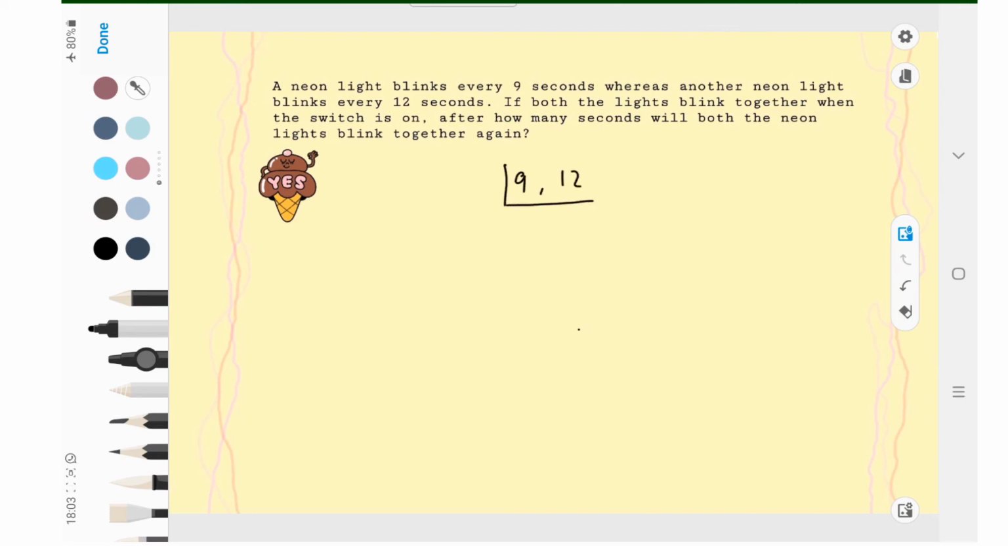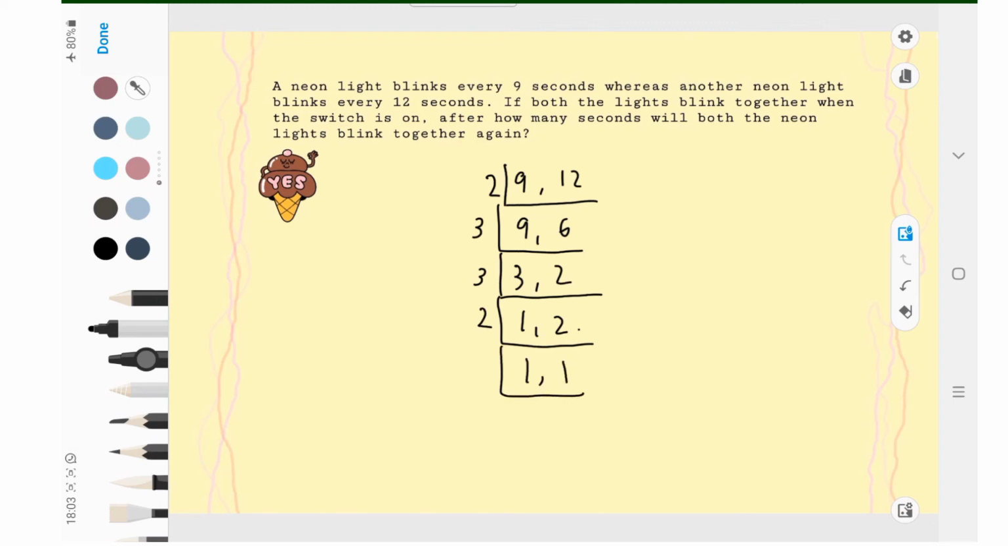12 divided by 2 equals 6. 9 and 6 can divide by 3. So they become 3 and 2. 3 divided by 3 equals 1. 2 divided by 2 equals 1. So the LCM is 2 times 3 times 3 times 2, which equals 36 seconds. The neon lights will blink together again after 36 seconds.